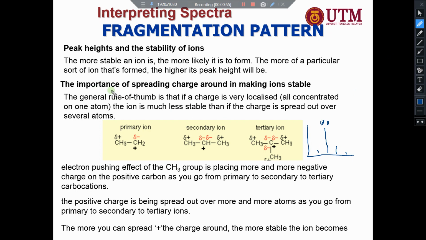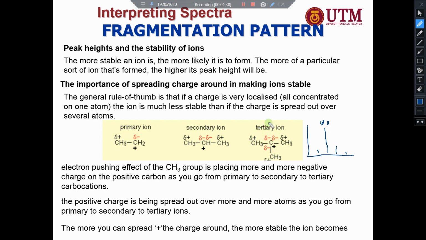Okay, the importance of spreading charge around in making an ion stable. The general rule of thumb is that if the charge is very localized, the ion is much less stable than if the charge is spread out over several atoms. If we look here, the charge is very localized, so it is not stable. But if the charge is spread, to the left and right like this, it is more stable compared to the primary ion. Primary is very localized; it can spread to one side only. Here it can spread left and right. A tertiary ion can spread left, right and also the third direction.